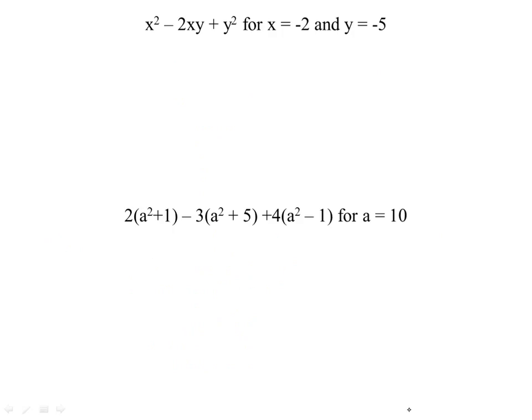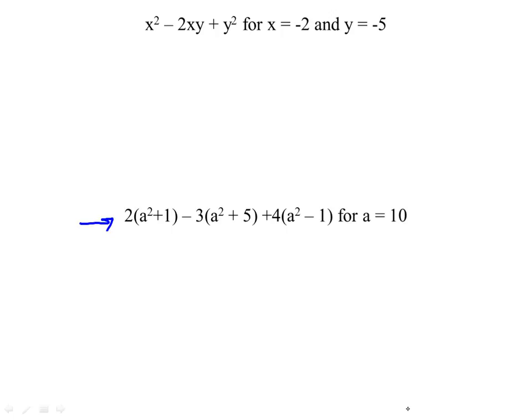All right, what else we got? Try these two. On the last one, this one here, I want you to try to do the algebra, and then at the last part, plug the a in. So in other words, use the distributive property, combine your like terms, and then plug the 10 in, instead of plugging the 10 in first, okay? Try that for me. Now the one on the top, you have to plug in first, but the one on the bottom, I want you to do the algebra first.